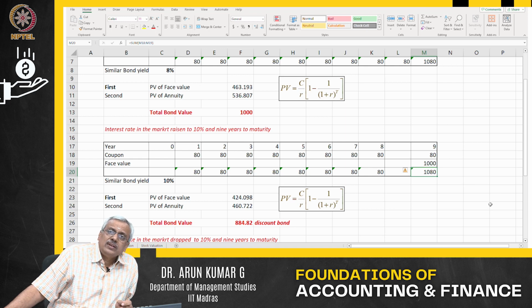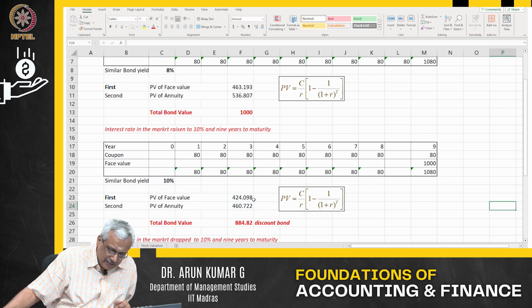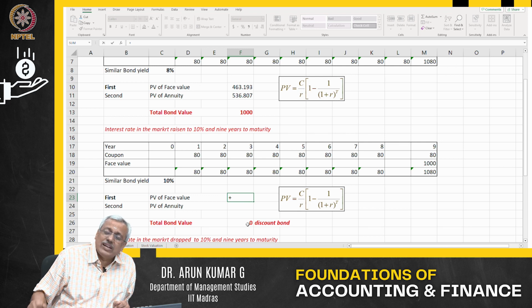Now, you are buying the bond at the end of 1 year with a life of 9 years. What price will you buy the bond at? Same aspect as what we did earlier. First, let me find the present value of the face value.